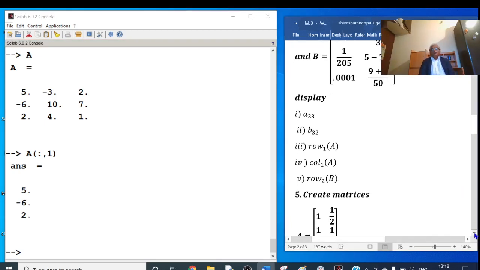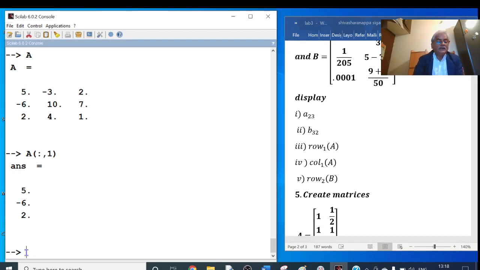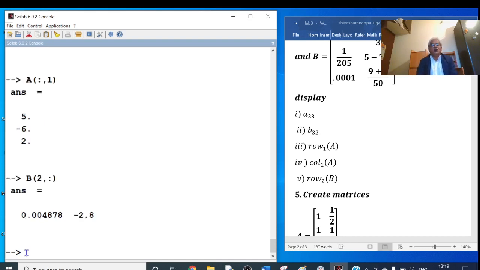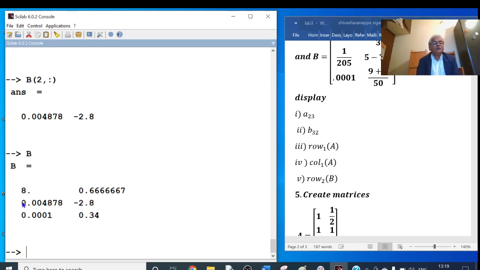Row 2 of B. So that is here. I have to type capital B, open bracket, second row, so I type 2, comma. Which elements? All the elements, all the columns here. So I have to write colon, bracket close, B(2, :). This is our second row of B. Once again check here, this is the second row. Okay, I am getting the second row here.